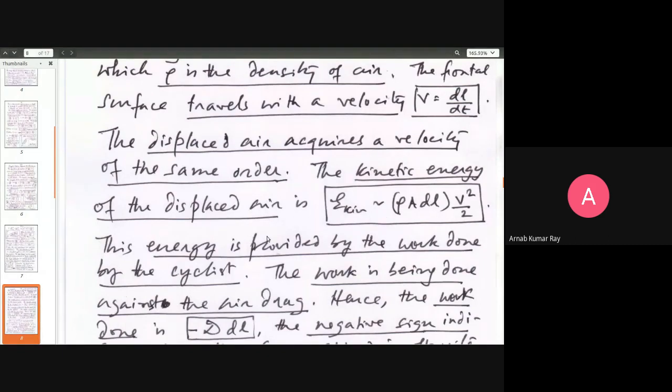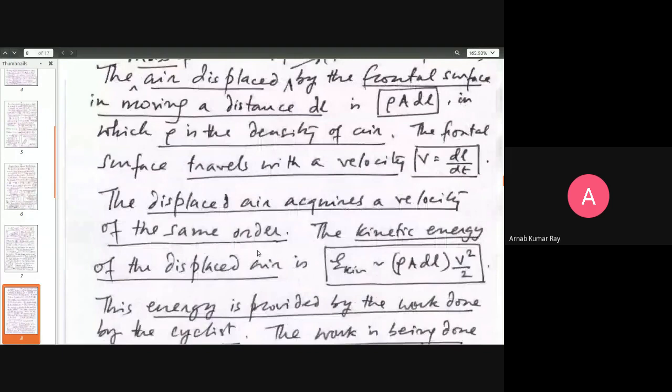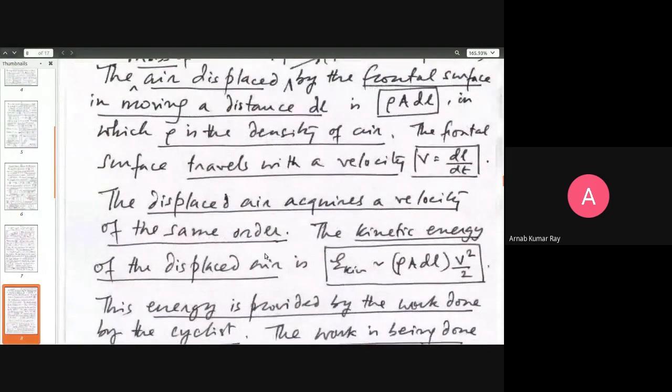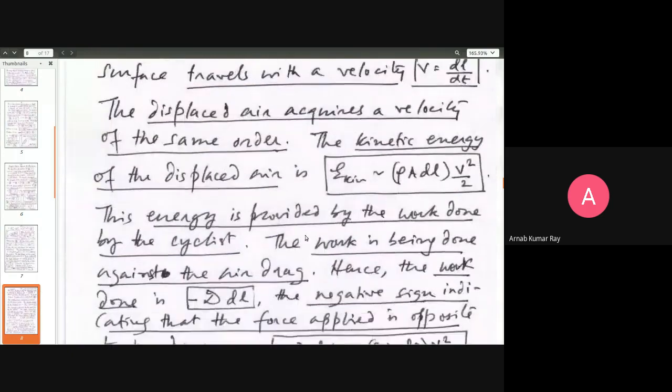So the energy has come from, in this case, we are talking about a general object, but in the case of the bicycle rider, he is also riding forward. The bicycle has got a front, although it's a very thin front, and the bicycle rider has also got a front. So there is some air in front of the bicycle rider system that is being pushed out. In this case, the displaced air is being pushed out with a kinetic energy that is coming from the work done by the bicyclist, right?